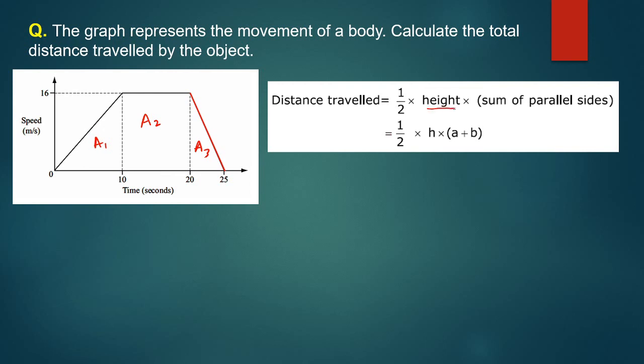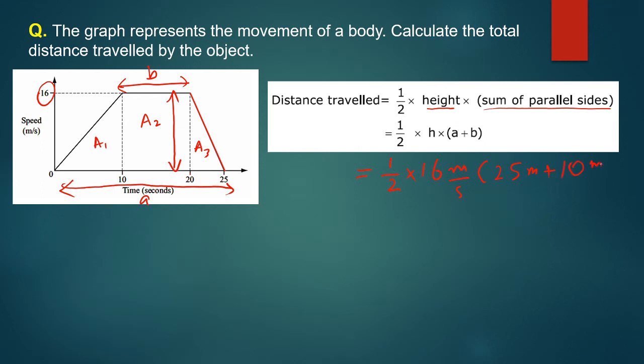Distance traveled equals half times height times the sum of the parallel sides. So we are going to see what's the height. That's the vertical height, and the value of the vertical height is 16 meters per second. Now we are going to see the parallel sides. This is the first parallel side, that we can say A, that is 25 meters. And the second parallel side, that is B, 20 minus 10, that is only 10 meters.